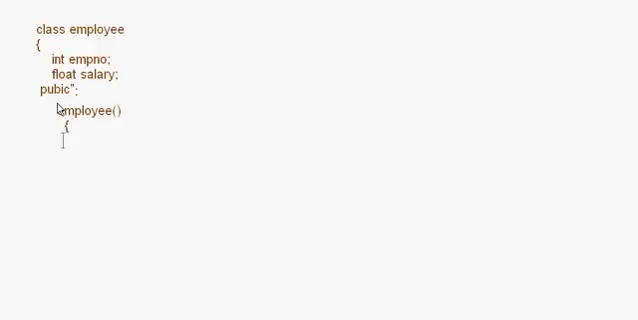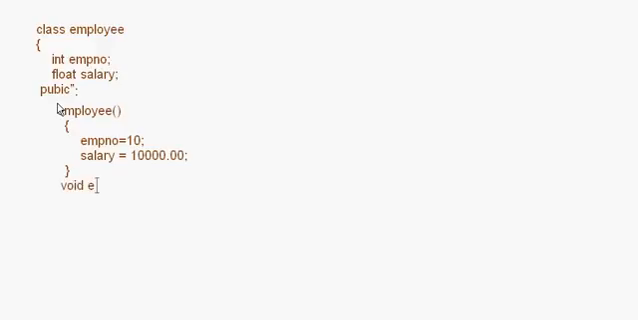The constructor will not have a return type, not even void. If you write something like void, then it is not a constructor. Okay, so the constructor is simply the name of the class, that's it, right. Employee, and here I say emp number is equal to 10 and salary is equal to 10,000. So the constructor's task is over. The constructor has initialized the data members.